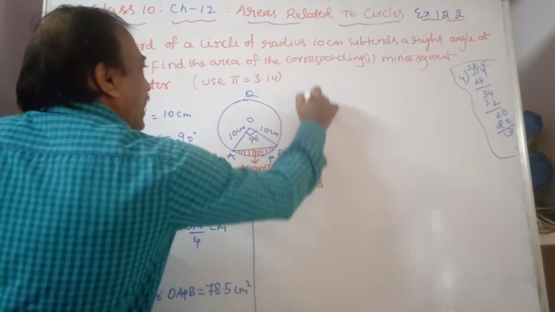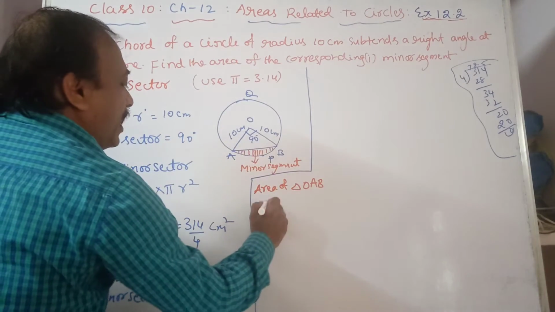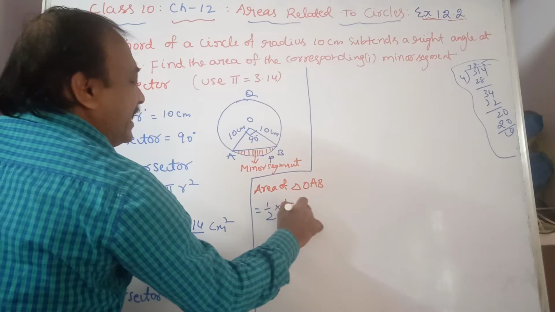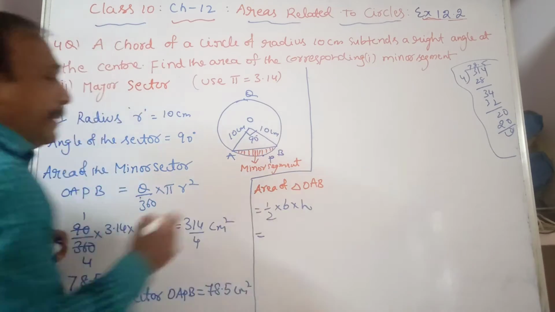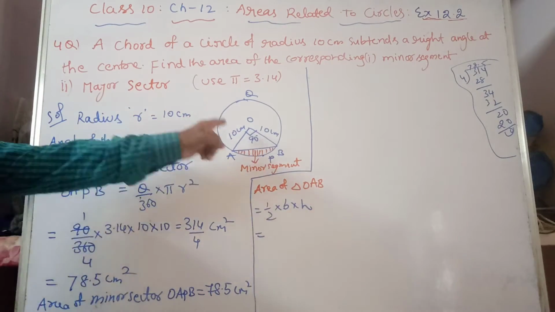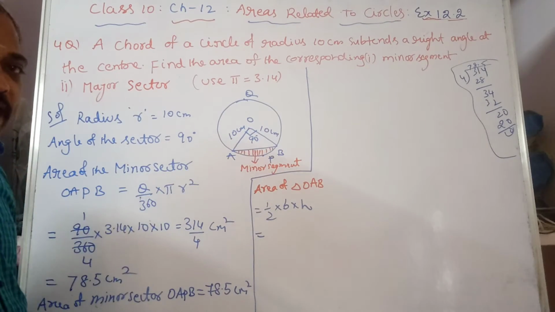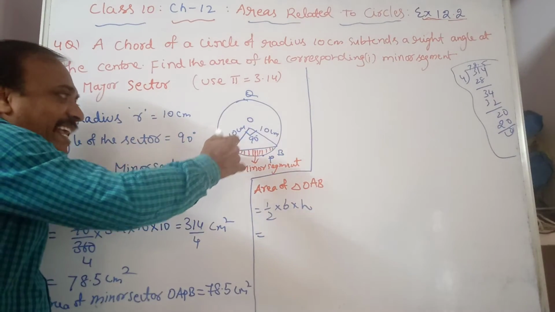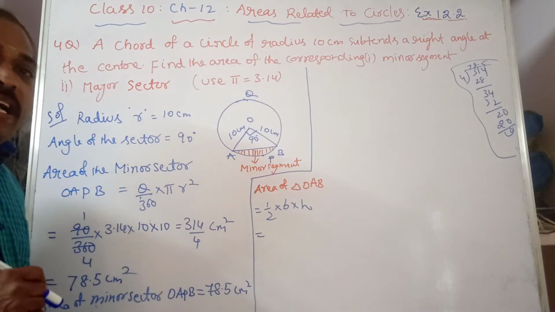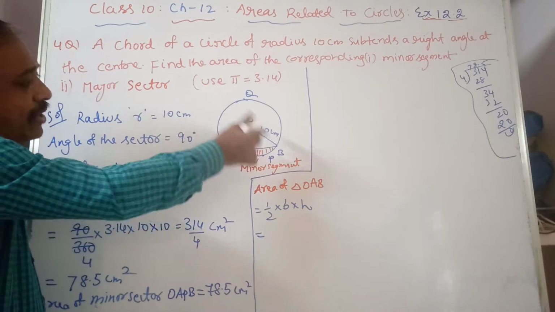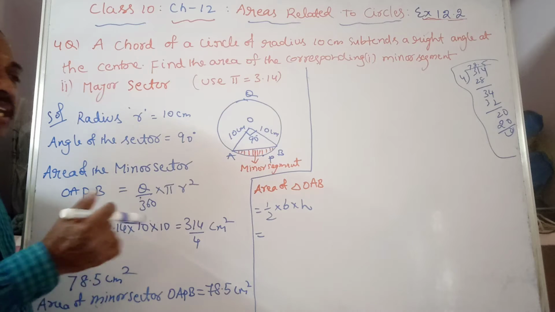Area of triangle OAB. What is the formula? Half into base into height. What is the base and height? As it is an isosceles right triangle, two sides are equal and the angle is 90 degrees. So one we are considering as base, another one we are considering as height. OA or OB, anything. One is base, one is height.